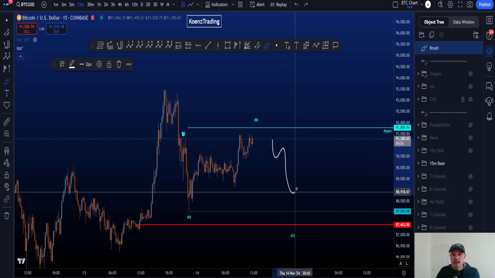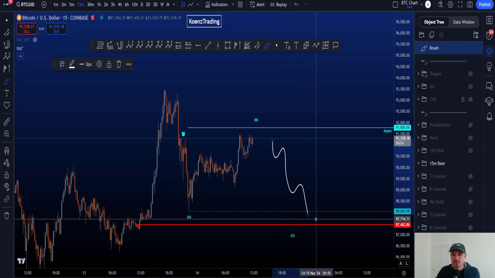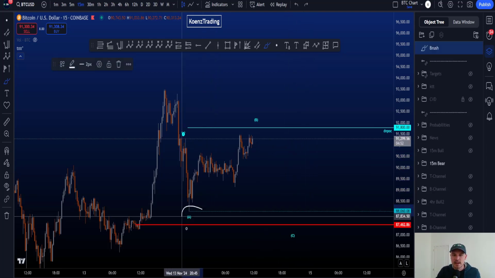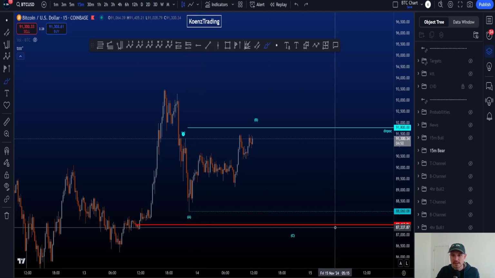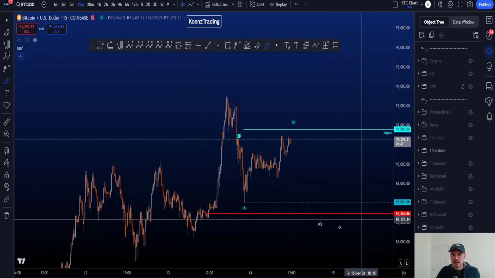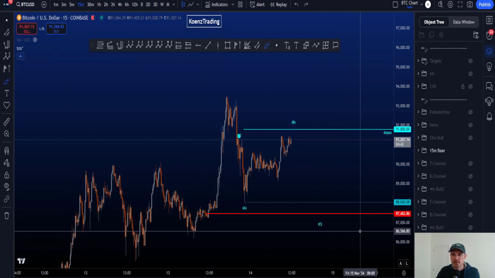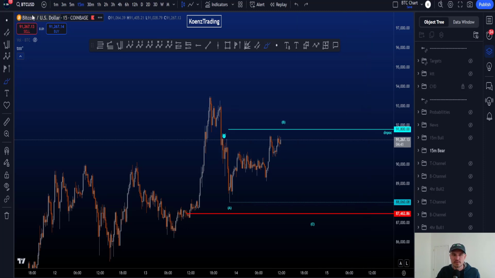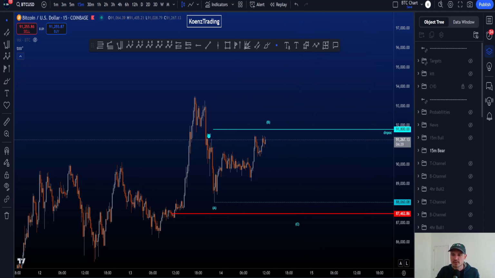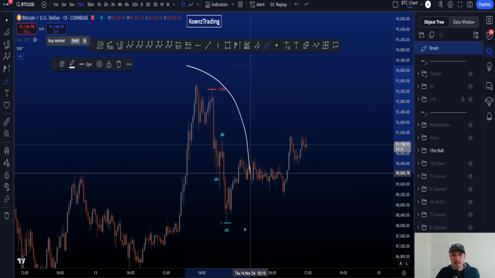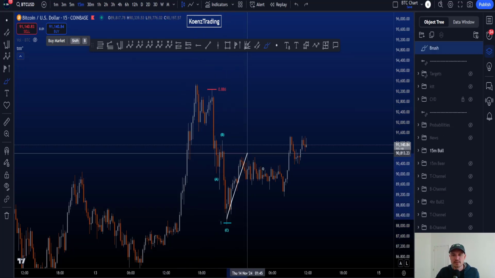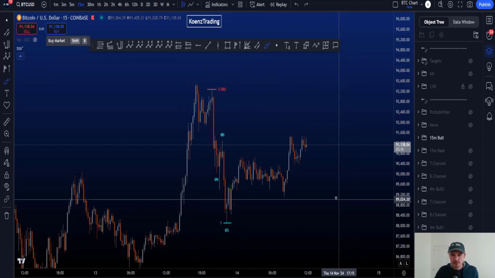Wave C, however, has to be a 5-wave impulsive structure to the downside and take out the low of A at 88k. You can also see a red line here on my chart. That is the point of control of this previous range at 87.4k, so that is an area of support. Your bullish scenario would be a 3-wave corrective structure to the downside and now impulsive continuation to the upside.